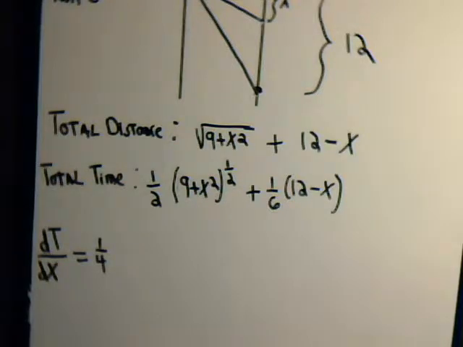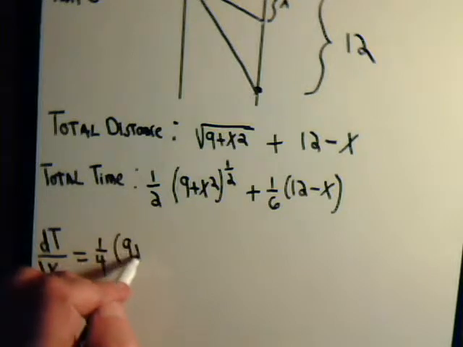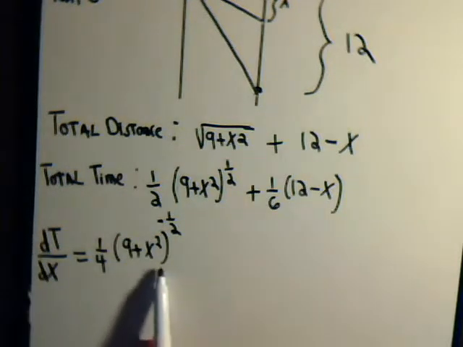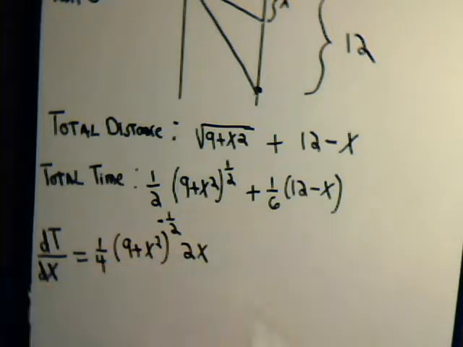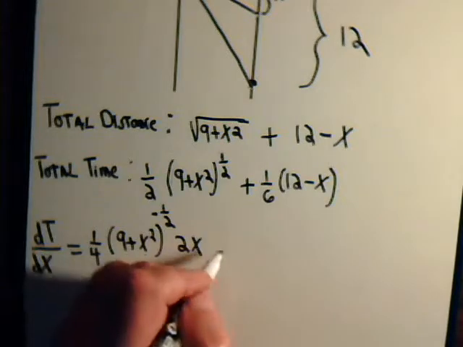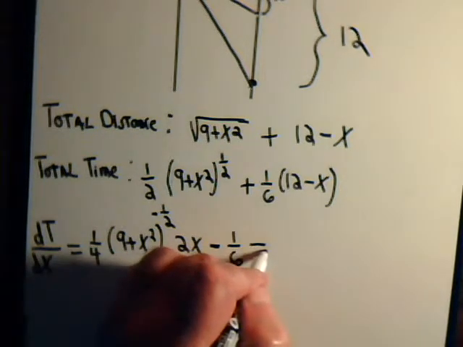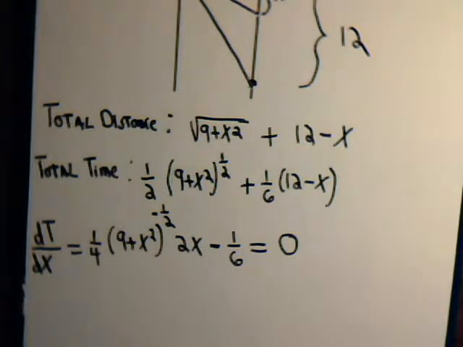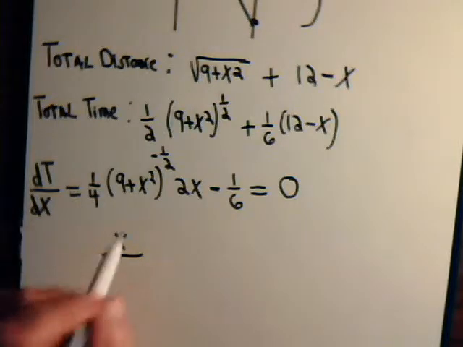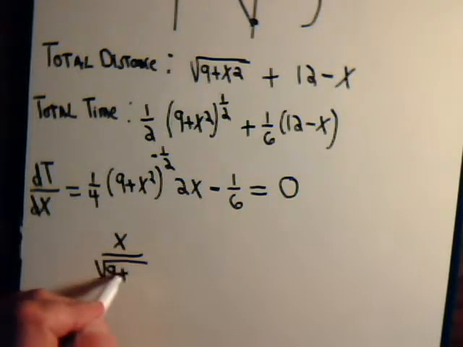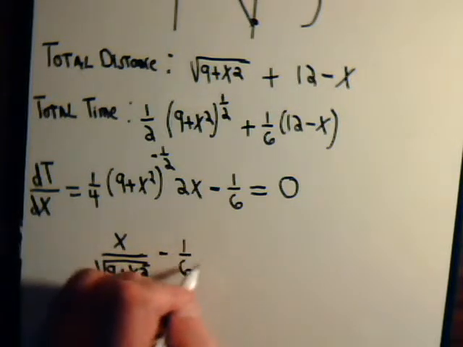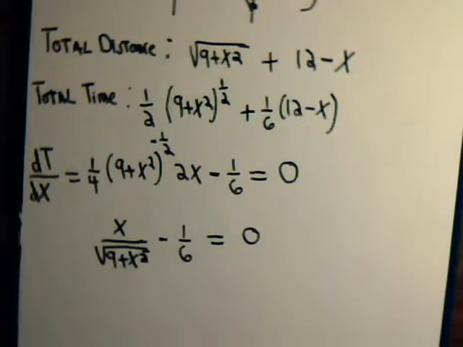That is 1/4. Then here we have 9 plus x squared. The new exponent is 1/2 minus 1, minus 1/2, times the derivative of what's inside, that is times 2x. And then here, the derivative of this with respect to x is going to be minus 1/6. That equals 0. So let's solve for x. Here we have 2 divided by 4, so that is x. And let's put this down in the denominator, the square root of 9 plus x squared. And we have minus 1/6 equals 0.